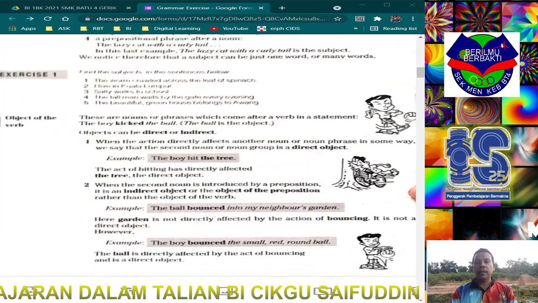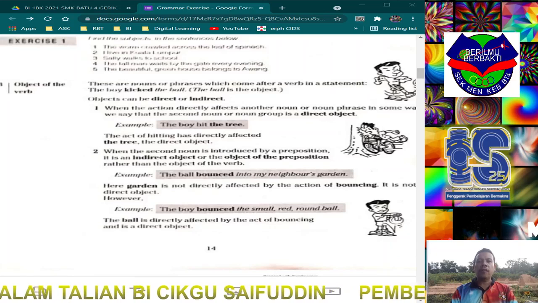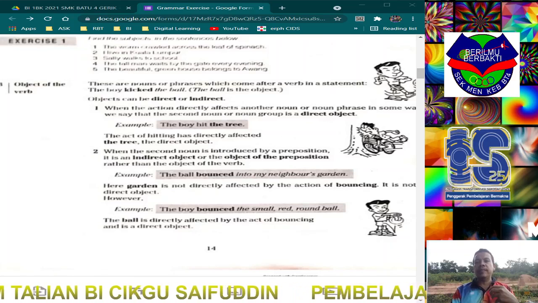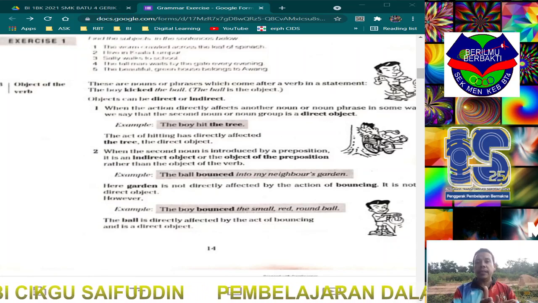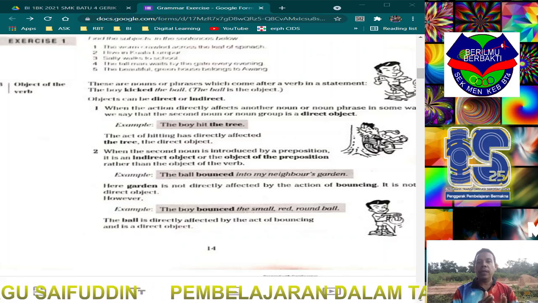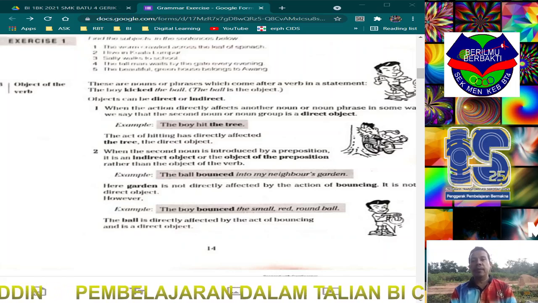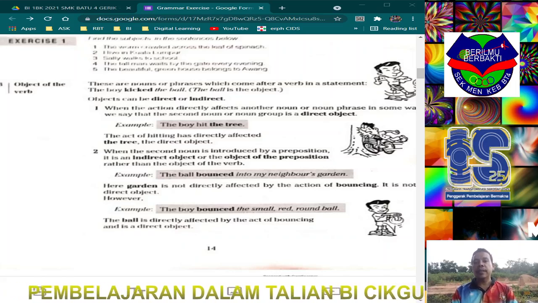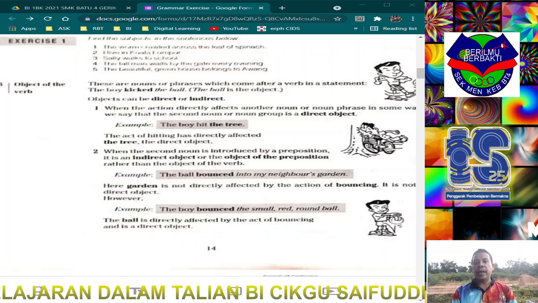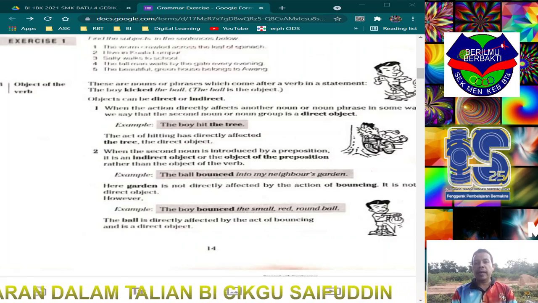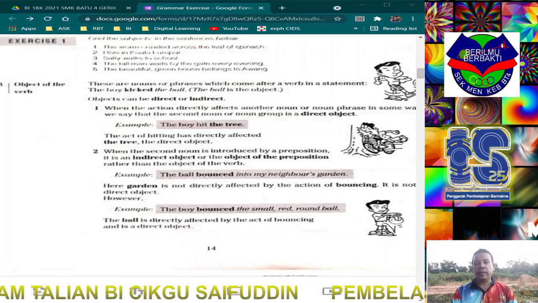Now we have another one, the object of the verb. These are nouns or phrases which come after a verb in a statement. Dia datang selepas kata kerja. For example, the boy kicks the ball. The boy is the subject, kick is the verb, and the ball here is the object, objek yang ditendang oleh budak lelaki tersebut. So object can be direct or indirect. For example, a direct sentence is: the boy hit the tree. Ini secara terus, direct.